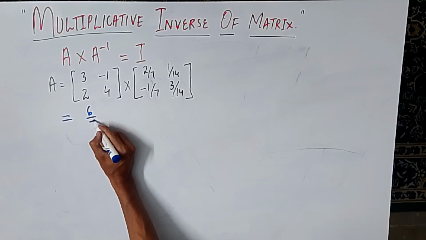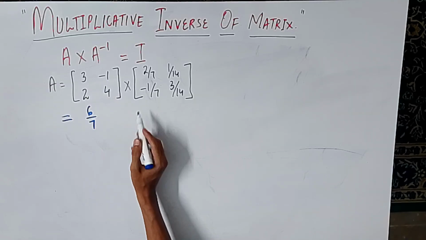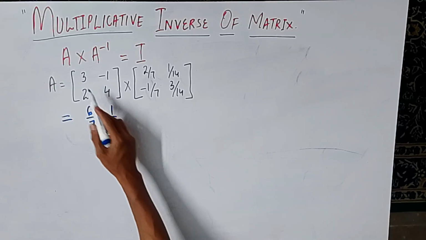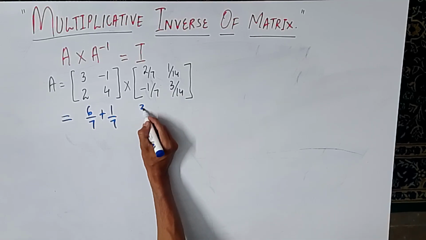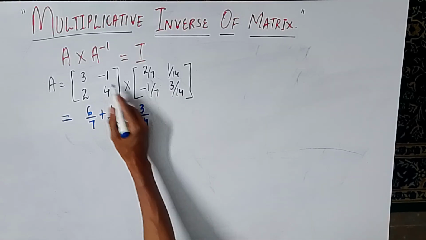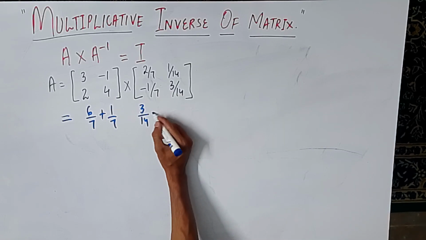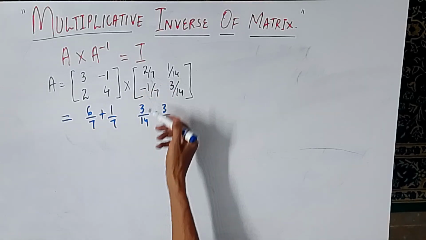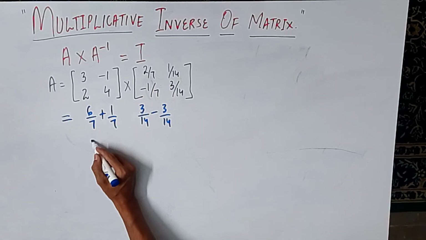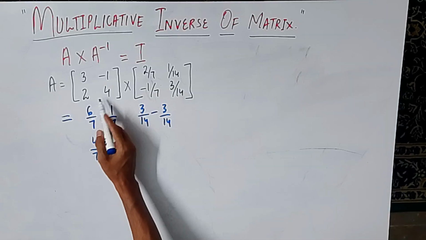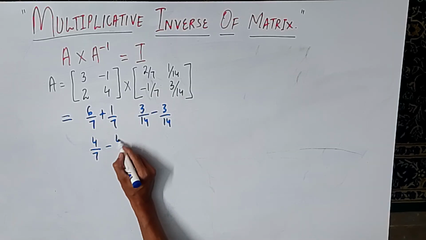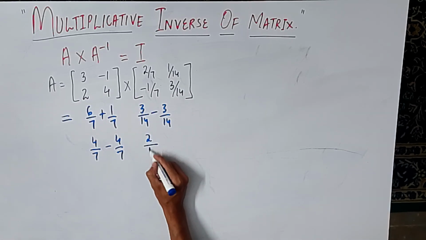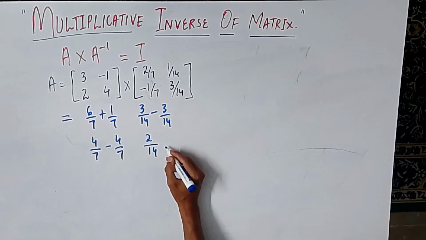So 3 2s are 6 upon 7, and then minus 1 multiplied by minus 1 upon 7, it will give you 1 upon 7. Then 3 ones are 3 upon 14, and then minus 1 multiplied by 3 upon 14 will give you minus 3 upon 14. Similarly, now second row with the first column and then second column, 2 twos are 4 upon 7, and then 4 ones are minus 4 upon 7, and then 2 ones are 2 upon 14, and then 4 threes are 12 upon 14.